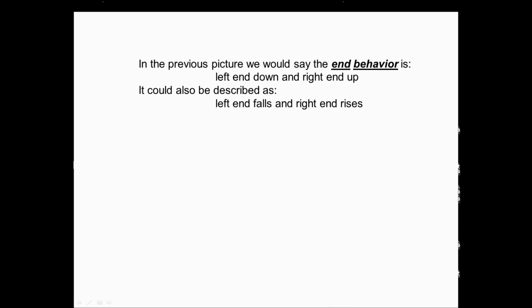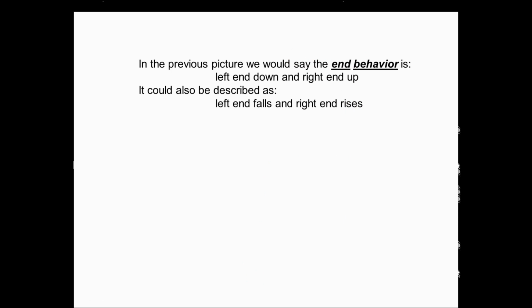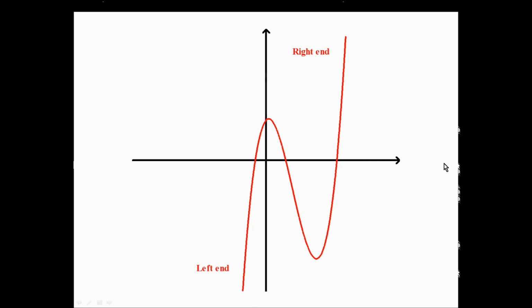So in the previous picture, again, this picture right here, we would say the end behavior is left end down and right end up. We could also describe it as left end falls and right end rises. So down and falls, up and rises. I tend to say down and up. The book tends to say falls and rises. So again, going back to the slide, this is the left end, it's down, and this is the right end, it's up. Okay, so pretty tricky.